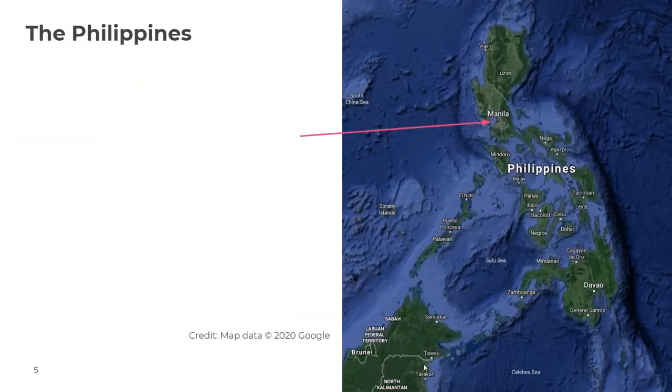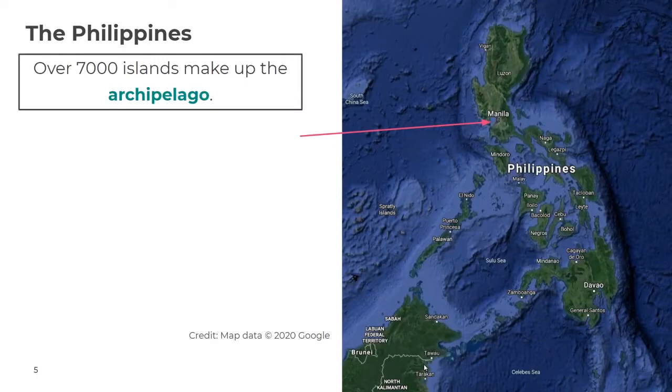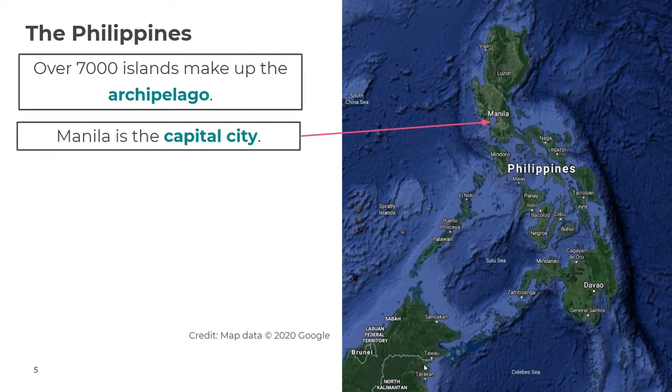So the Philippines itself is actually made up of over 7,000 islands, which make up what we call an archipelago, which is an extensive group of islands, and you can see this on the satellite image. The capital city of the Philippines is Manila, and that is identified on the satellite image. The other city that we're going to mention in today's lesson is the city of Tacloban, and that is located to the east of the country, identified on the satellite image.